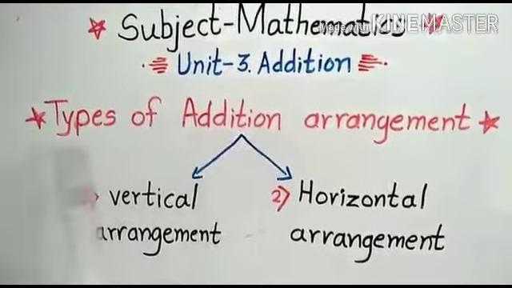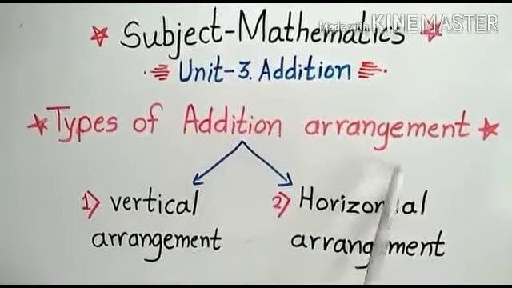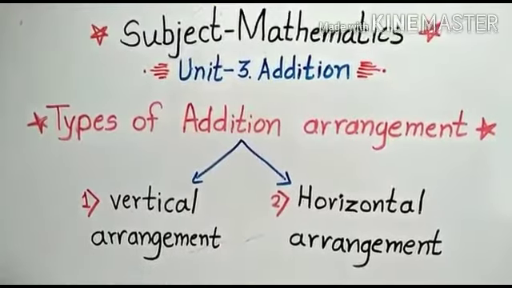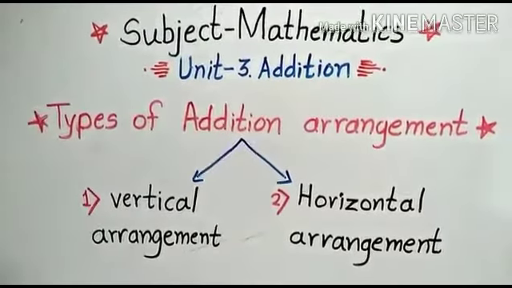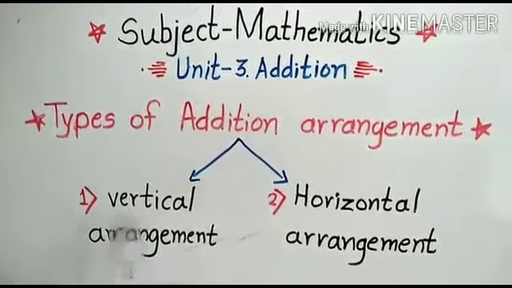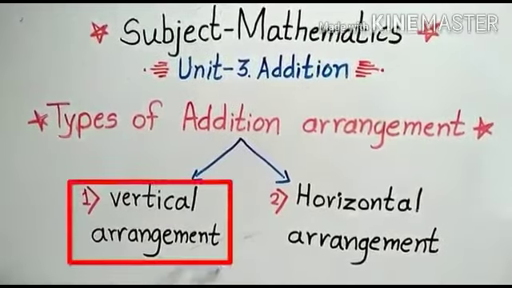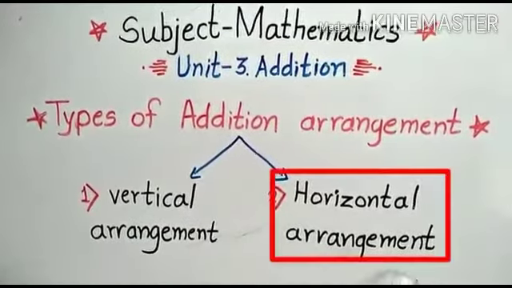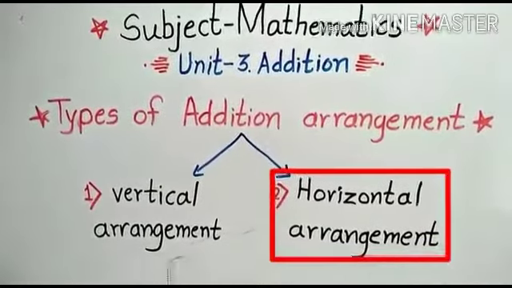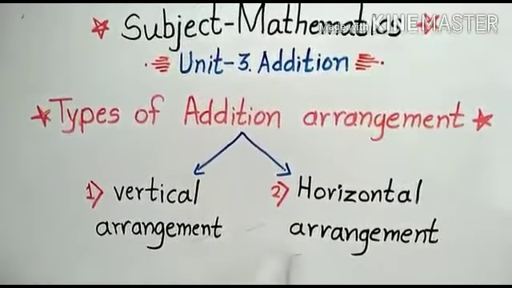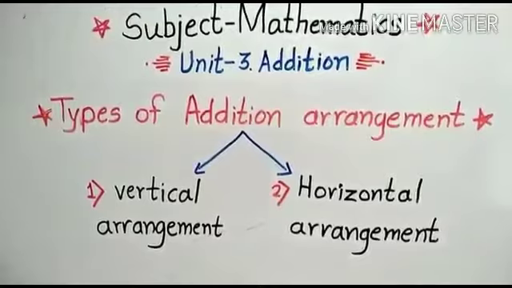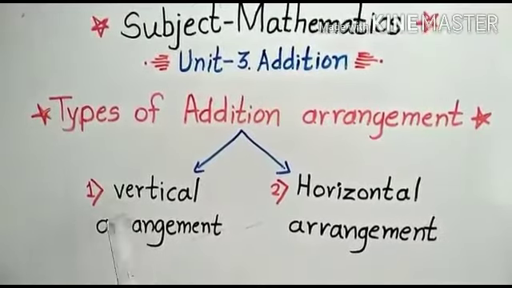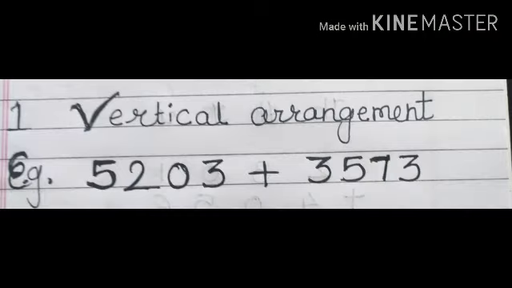Now see, there are two types of addition arrangement. First one is vertical arrangement. So you can see on the screen, first one is vertical arrangement and second one is horizontal arrangement of addition. In both the methods, the answer of the given addition is the same, but the arrangements are different. Now we will see the example of addition in vertical arrangement.